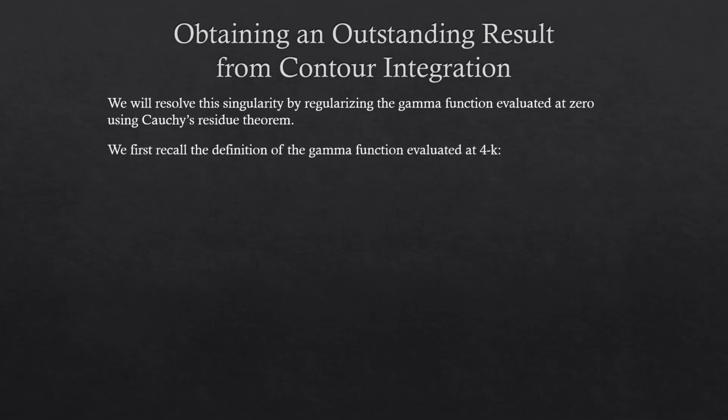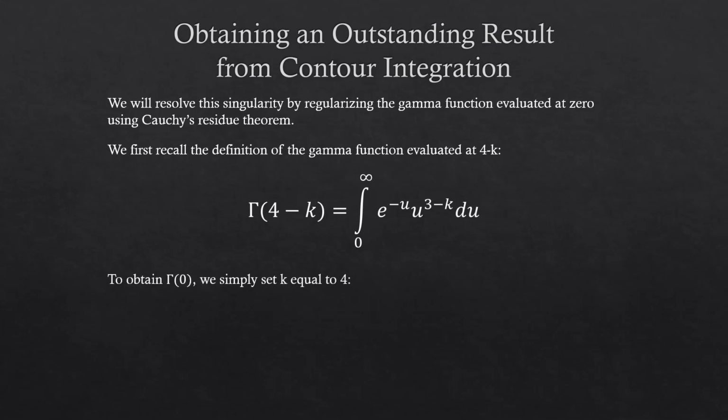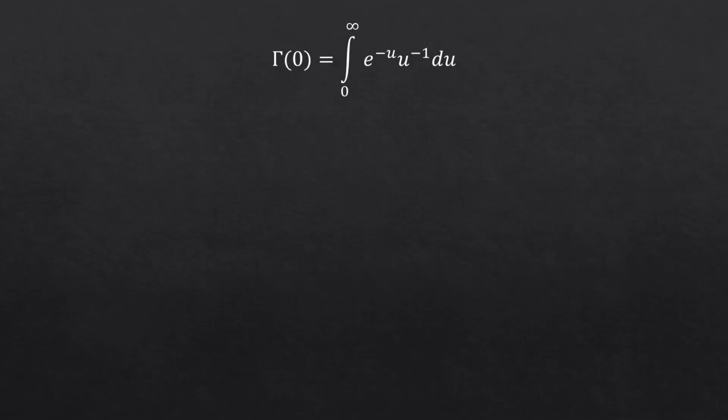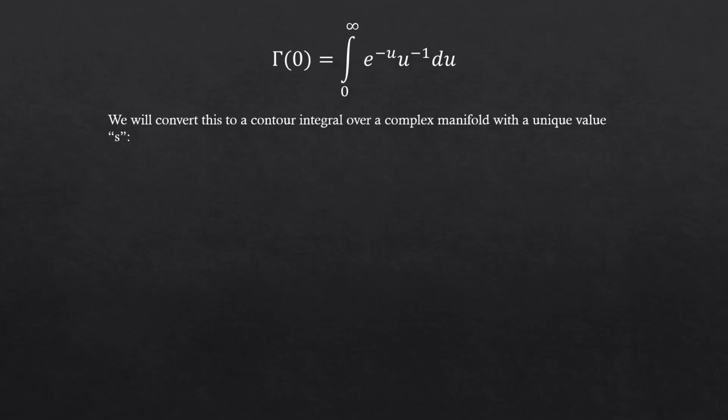We'll resolve the singularity by regularizing the gamma function evaluated at 0 using Cauchy's residue theorem and Laurent series expansion. We first recall the definition of the gamma function evaluated at 4 minus k. To obtain gamma of 0, we simply set k equal to 4 in that equation. This is still also a divergent integral, so we need to find a way to turn this into a contour integral so that we have a way to handle the singularity that occurs. So we'll convert this to a contour integral over a complex manifold with a unique value s, and that gives the following.